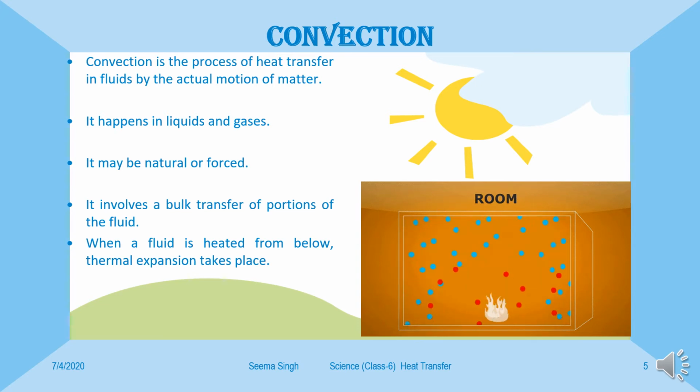So, convection is the process of heat transfer in fluids by the actual motion of matter. Convection is a process in which there is the actual motion of the heated particles. When these heated particles are moving, this movement or process of transferring is called convection, and it happens in liquids and gases. This process of convection heat transfer majorly occurs in liquids and gases.